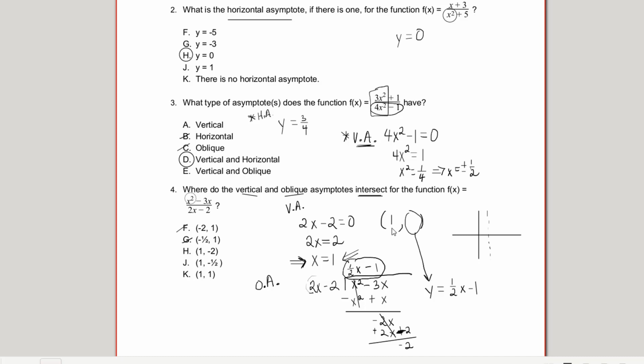So we're going to plug in an x value of 1 because that's where we know it intersects, at some value of x equal to 1. Simplify here, we get 1/2 minus 1, which gives us a negative 1/2. That's going to be our y value, negative 1/2. So that's the point (1, negative 1/2), and that is answer choice J.